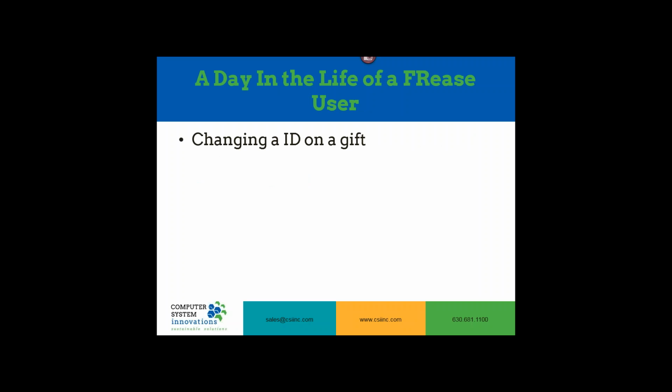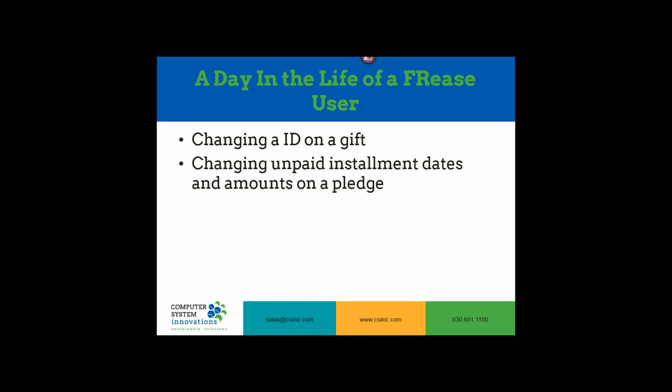So what's it look like for things that you might need to do with Freeze? We talked about changing the ID on a gift. We talked about changing unpaid installment dates on a pledge. And I wrote in amounts. As long as the total amount does not change, so if I owe $1,200, I can make that over a quarter, a couple months, or whatever. I can actually change the amount due, but overall it has to total to what the original amount due was.